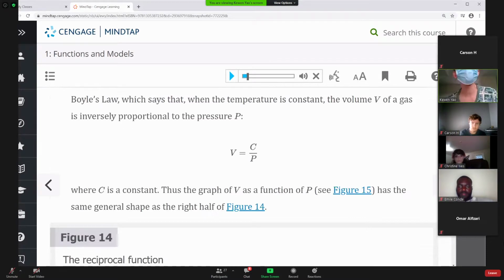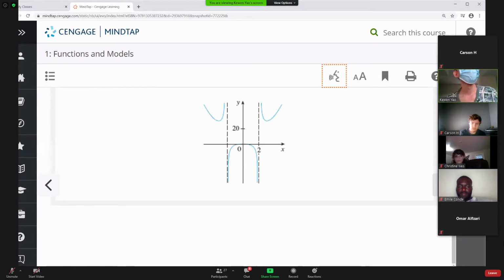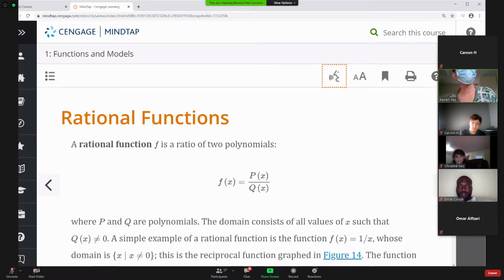Let's go to this. Okay, this is the rational function. What does a rational function mean? It's a ratio of two polynomials.